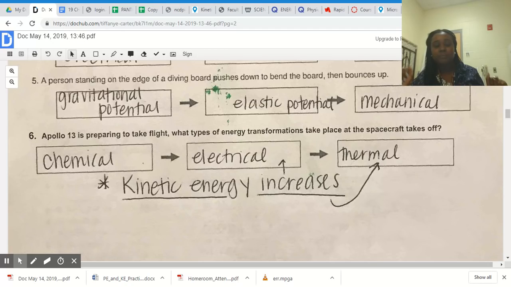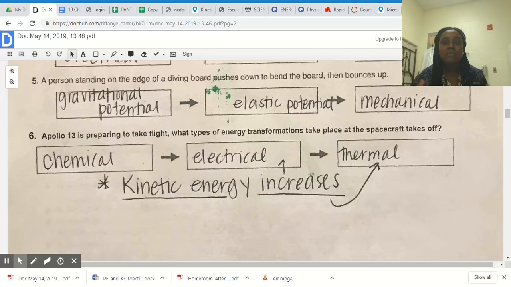Number 6, Apollo 13 is preparing to take flight. What types of energy transformations take place as the spacecraft takes off? So first thing is, this spacecraft had to have energy of some sort, and typically it's going to have gas. Gasoline, remember, is chemical energy. So the chemical energy is then going to power all the electric units inside of that spacecraft. So chemical energy is going to be transferred to electrical energy. And then from the electrical energy, we're going to get thermal energy, because think about the explosion that's happening underneath. The chemical reactions are happening and it's creating heat.